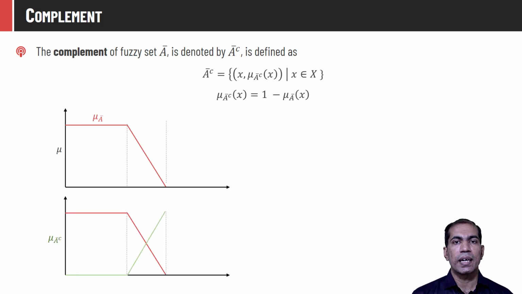Graphically, we can represent it like this. The top row indicates membership values for elements in set A bar. To compute the complement of that, we should subtract the membership value of all the elements from 1. So those elements which have membership 1 will become 0. Elements having membership value 0 will become 1. And all the elements which have non-zero membership value will become 1 minus that particular membership value.